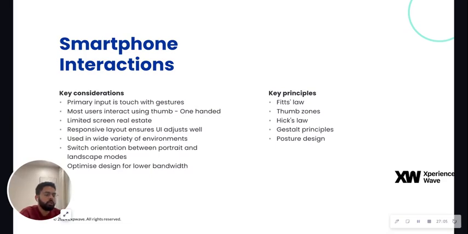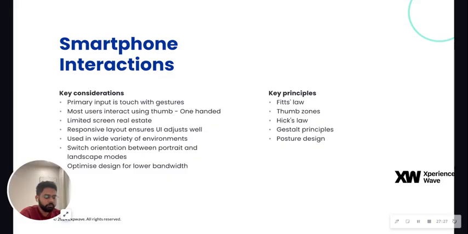So, also take into account the thumb reach. Most users interact with their phone one handed using their thumb. Consider designing the interface in a way that places essential actions within the thumb reach, which is said to be the thumb zone.